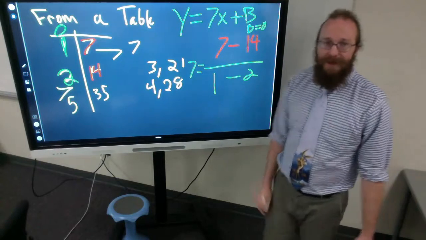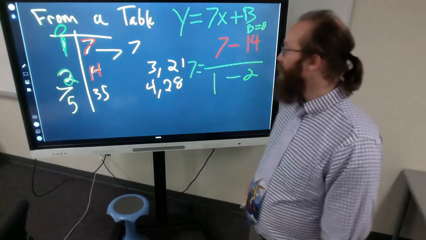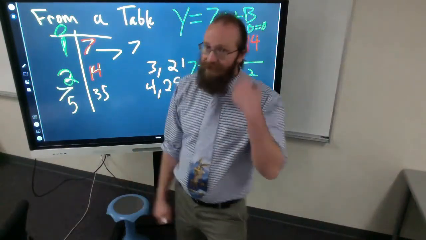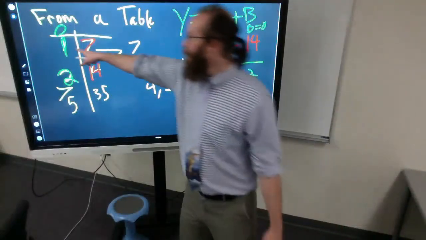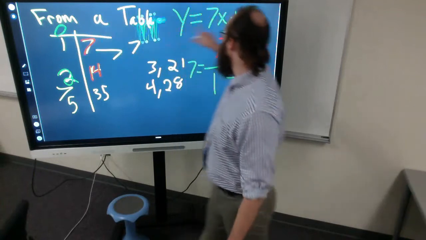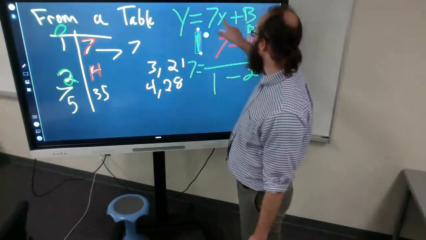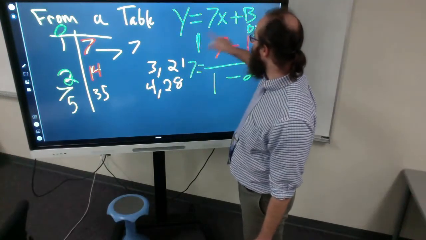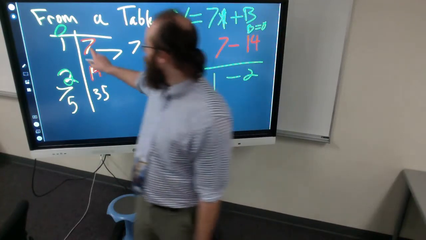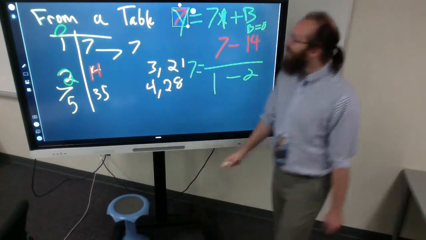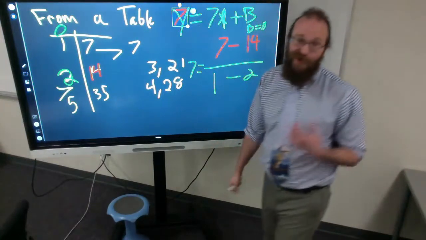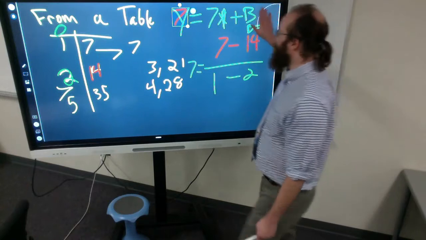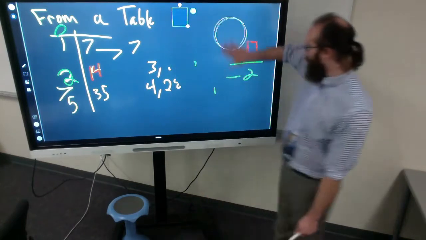Or what you could do is plug in 2 numbers, right? Plug in one of your points from the table and prove it to be true. So if I plug in a 1 for my x value, oh, no, it's not going to let me do that. 1 right there, 1 times 7 is 7, so I know that I am correct, right? So that is how you would do it from a table if it was a linear sequence.